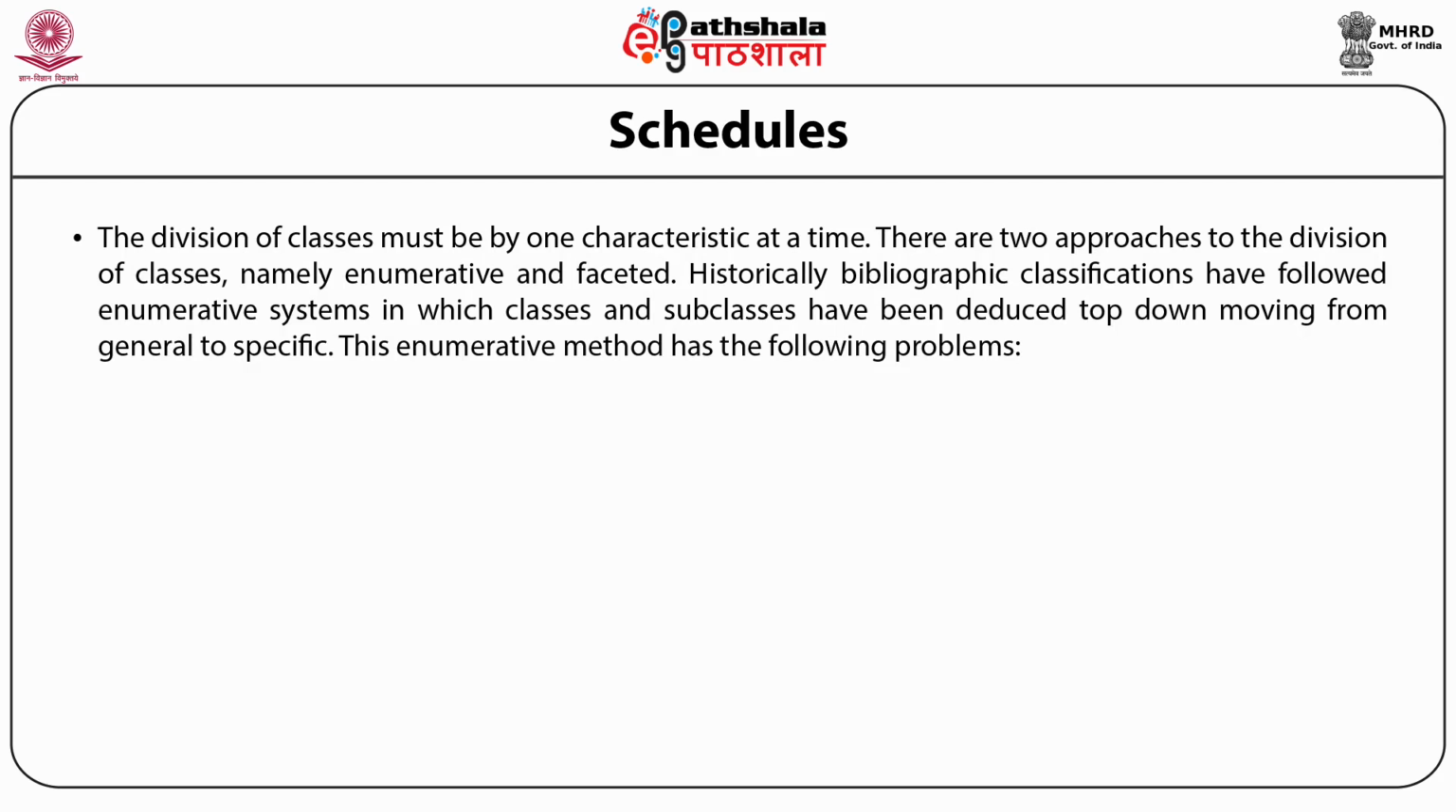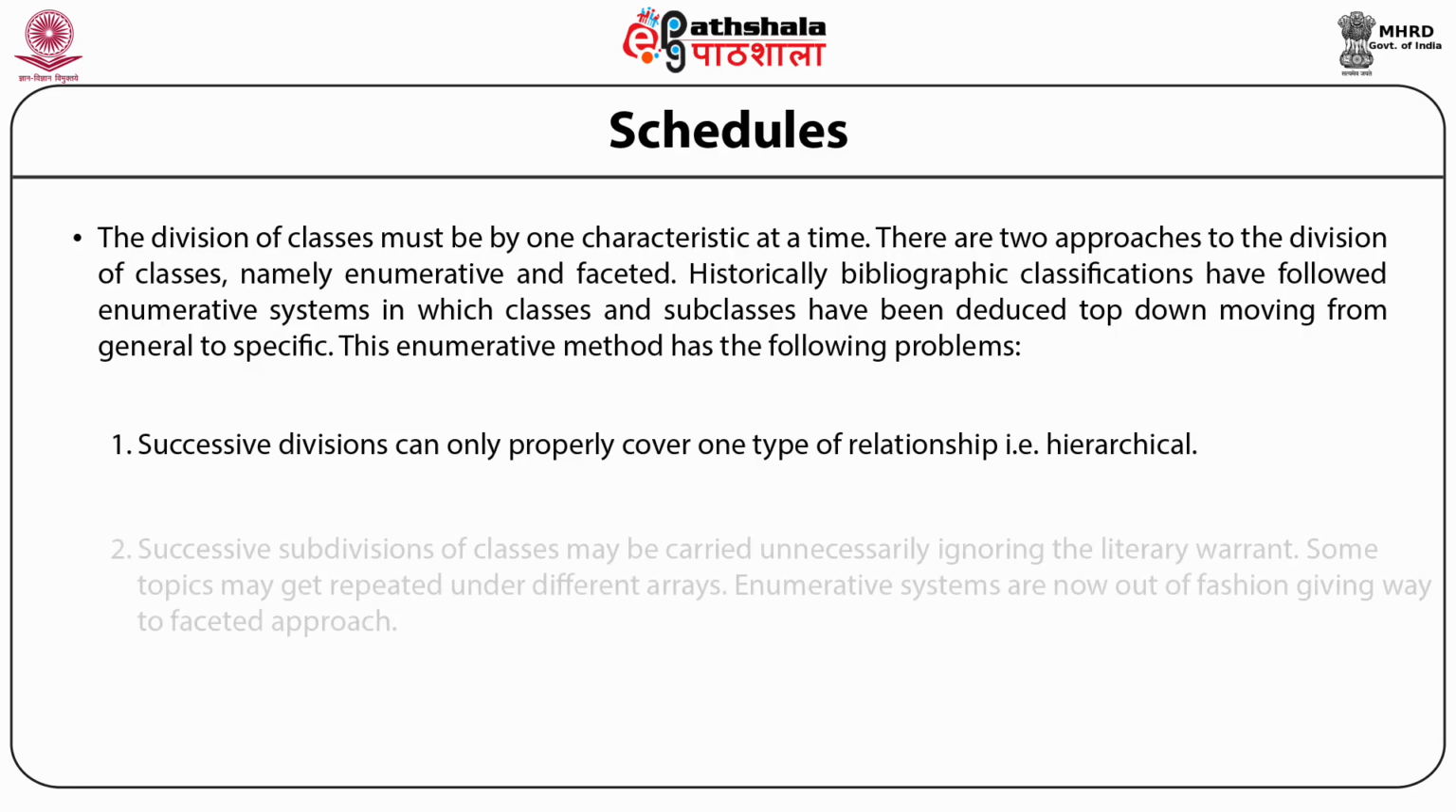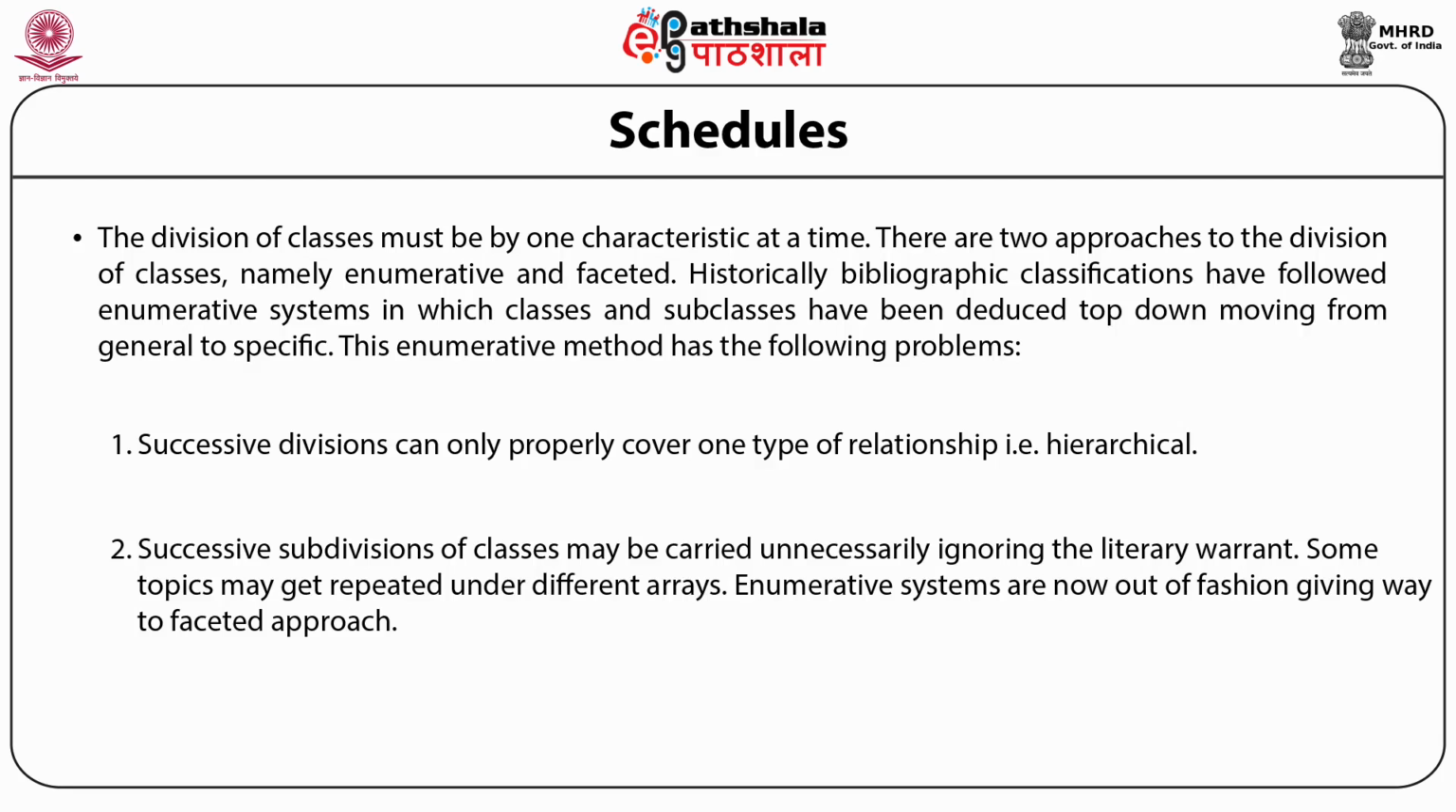Historically, bibliographic classifications have followed enumerative systems, in which classes and subclasses have been deduced top-down, moving from general to specific. This enumerative method has the following problems. Number 1: successive divisions can only properly cover one type of relationship, that is hierarchy, at a time. Number 2: successive subdivisions of classes may be carried on unnecessarily, ignoring the literary warrant. Some topics may get repeated under different arrays. Enumerative systems are now out of fashion, giving way to the faceted approach.